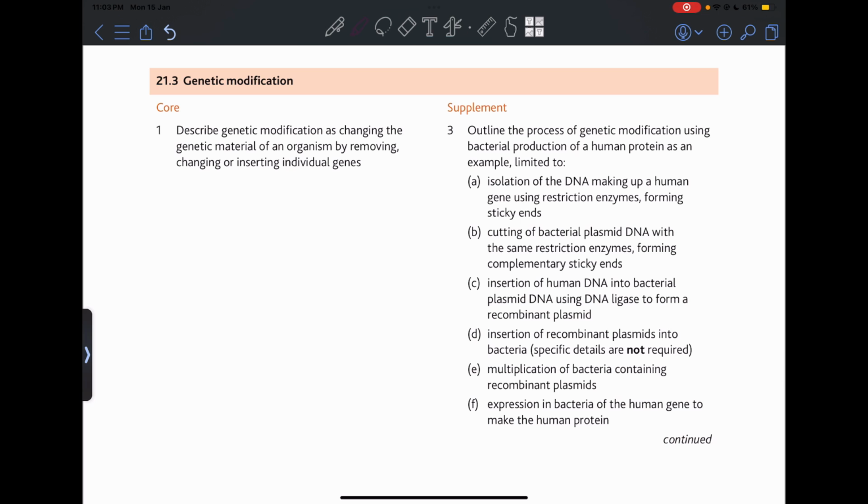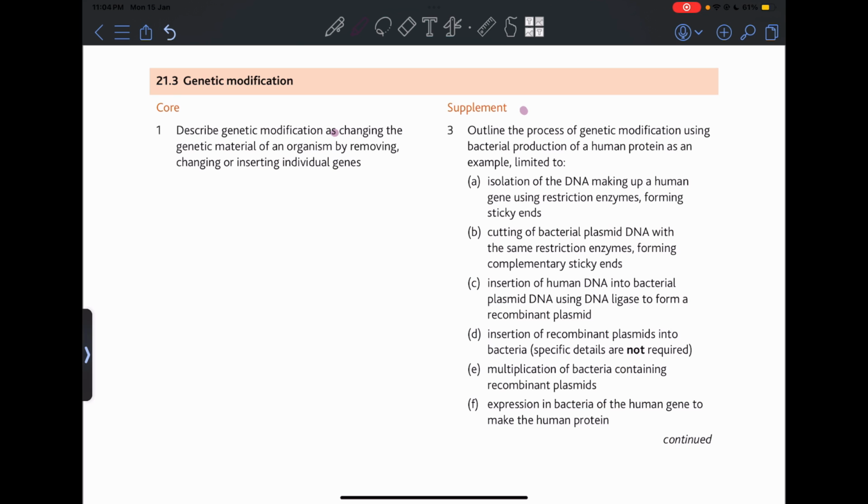21.3 Genetic modification. Describe genetic modification as changing the genetic material of an organism by removing, changing, or inserting individual genes. This is all that's required for students of core. And now for extended students, they have to know a lot more information.